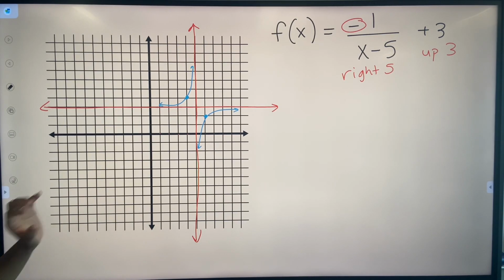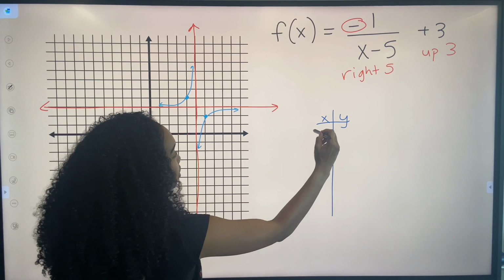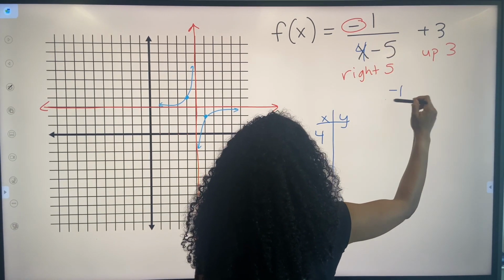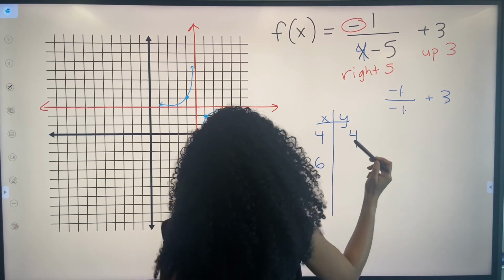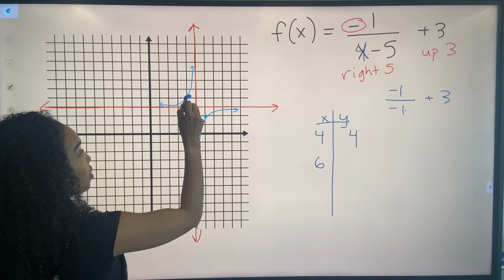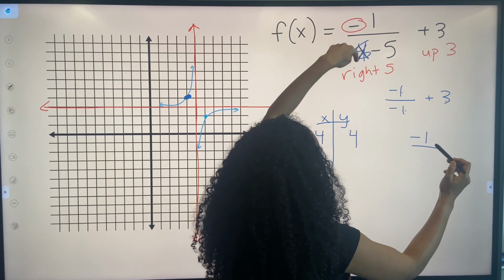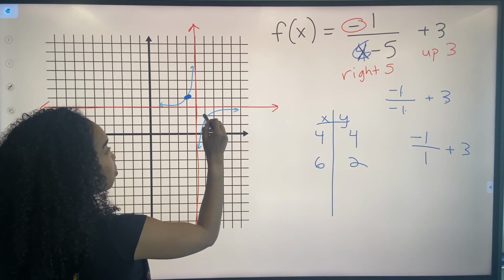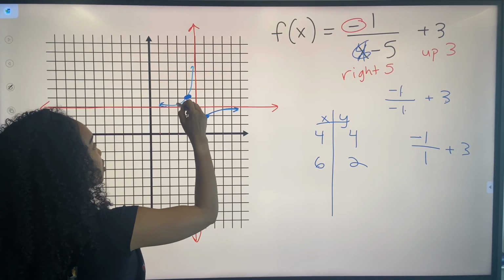All right, I'm gonna let you guys answer the question for domain and range. So your asymptote's at 5, so I'll pick 4 and 6. So if you plug in a 4 right here, you get -1 over a -1. So that becomes 4. And that's why you have the point right here, 4, 4. And then if you plug in a 6, you get -1 over 6 minus 5 is 1 plus 3. So -1 plus 3 is 2, which is why you have this point right here, 6, 2. And you just draw your asymptotes, or get close to the asymptote.